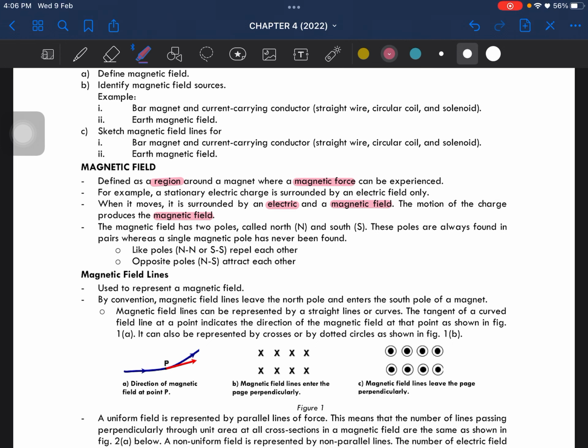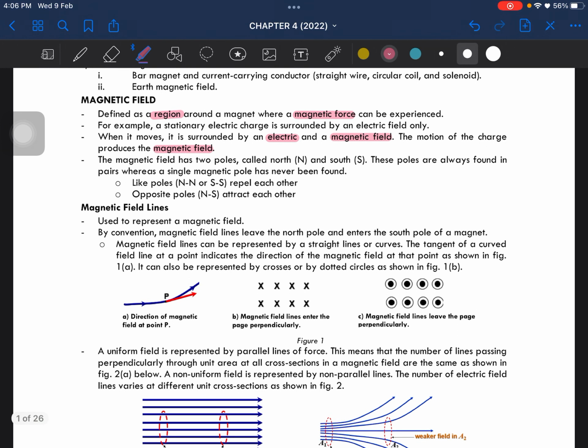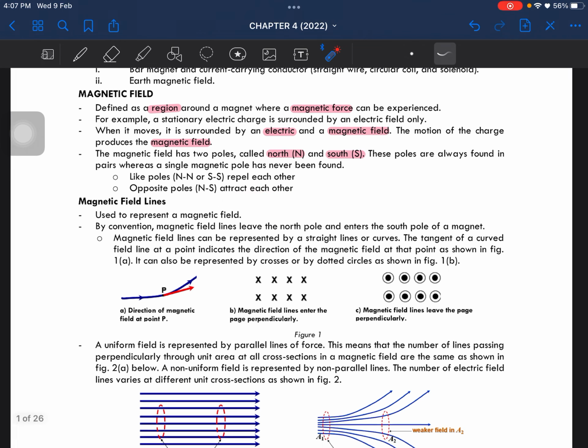Okay, so the magnetic field has 2 poles, which we call the north and the south pole. These poles are always found in pairs, whereas a single magnetic pole has never been found. Nah, if you find one, maybe it broke off? Not broken, no. There is no magnet that does not have 2 poles. As we all know, like poles will repel each other, whereas opposite poles will attract each other.